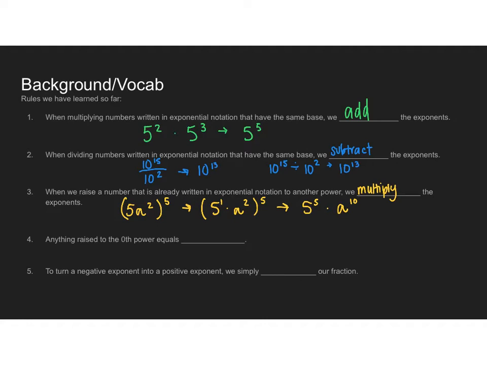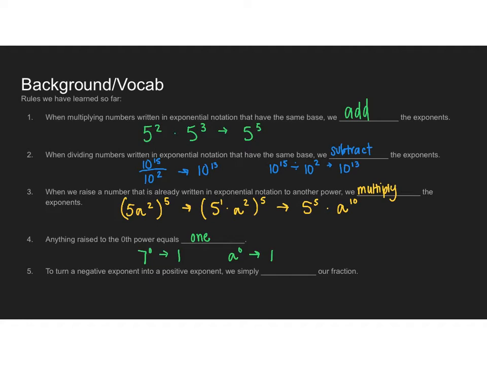The next rule we learned last week was that anything raised to the 0th power equals 1. Okay, that could be a number raised to the 0th power. That could be a variable raised to the 0th power. It's just always going to equal 1.